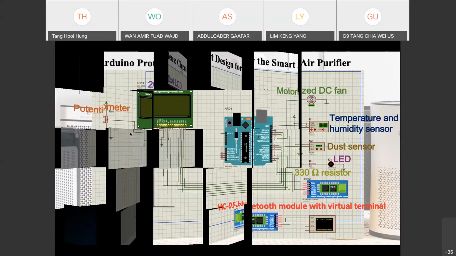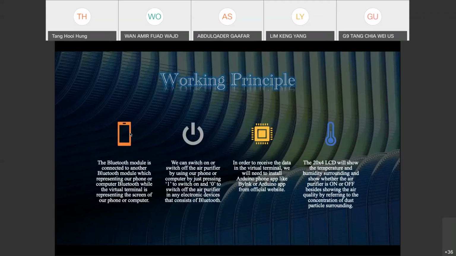Okay. So the next one is the working principle. As you can see, the first is the Bluetooth module. As I just said, the first Bluetooth represents our main circuit, and the second one represents the screen of our computer. And the second function is that when we press 1 on our phone or computer, then the smart air purifier will start to operate. And when we press 0 on our phone or computer, then the air purifier will stop operating. So like this, it is easier for us to switch on or switch off.